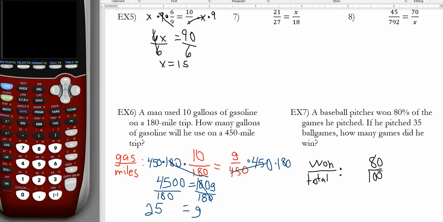If he were to pitch 100 games, he would win 80 of them. Equals. Now, if he pitched 35 games, so that's a total, they want to know how many games he would win. So right there, go through, do the same process as example 5, example 6, and I think you end up coming out to 28 games that he ended up winning. So double check that and make sure.